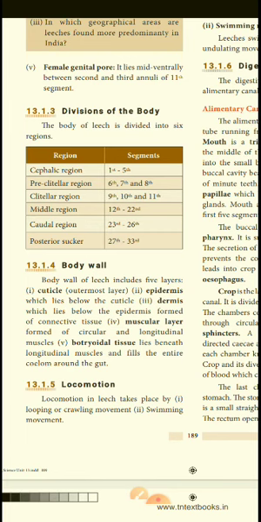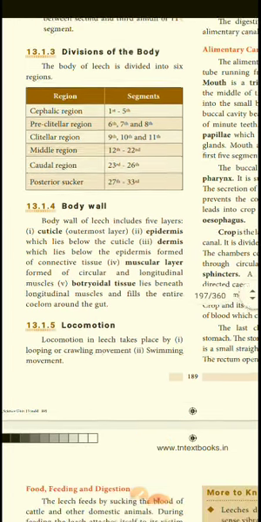Next, the body wall. There is the cuticle as the outermost layer, then after that the epidermis, then the dermis inside, and after that the muscular layer, and after that the body tissue. So this is the body wall arrangement.